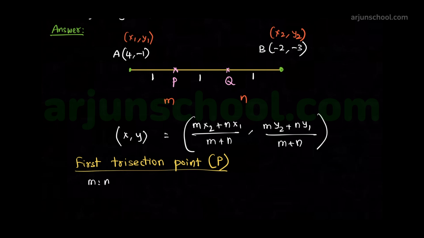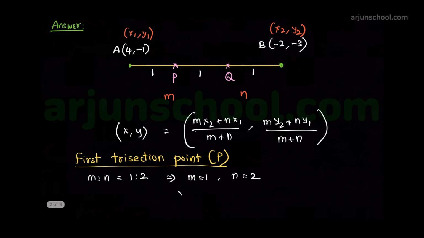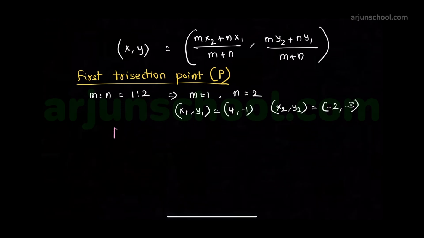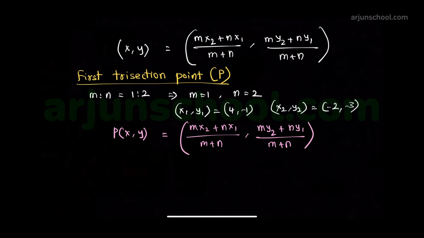The ratio m:n is 1:2. Therefore, m is equal to 1, n is equal to 2. (x1, y1) is equal to (4, -1). (x2, y2) is equal to (-2, -3). The formula for the point is P(x, y) = ((mx2 + nx1)/(m + n), (my2 + ny1)/(m + n)). Let us substitute the values.